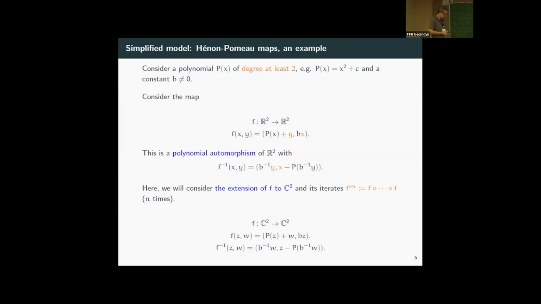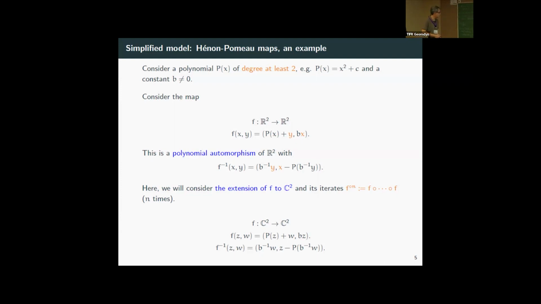Here we want to study the complex Hénon map. It is given by the same definition, the same formula, except now I use z and w as complex variables. The same formula for f and the same for f^{-1}.